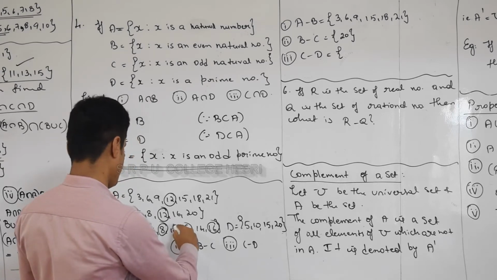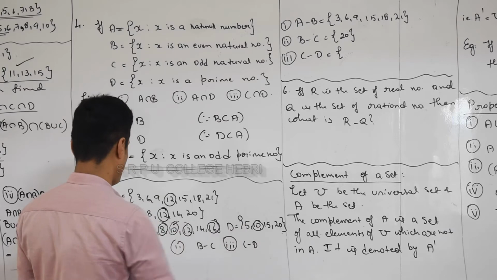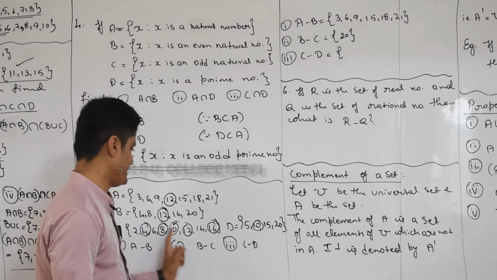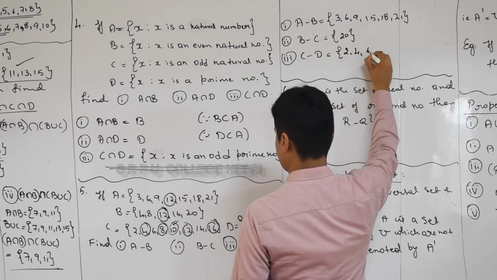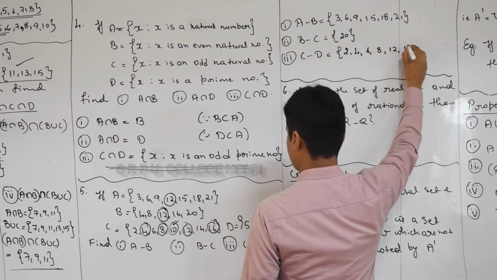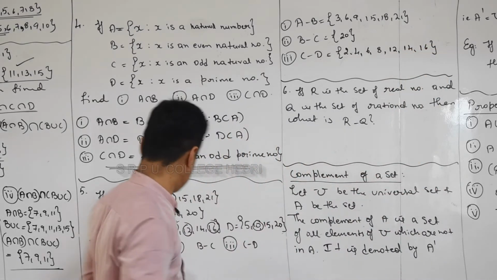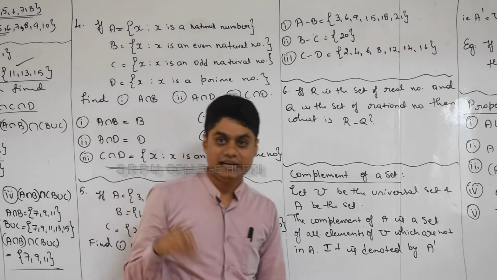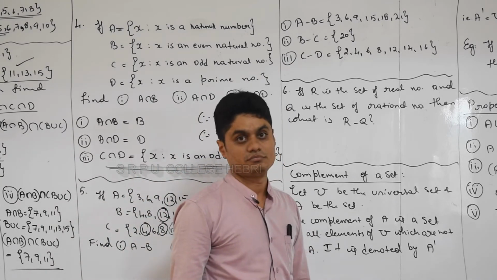Okay, we have to remove 10 only. Only 10 is common. Only one element is common to both C and D, which is 10. So all the remaining elements will come: 2, 4, 6, 8, 12, 14 and 16. Because only one element is common to both C and D, only that element you have to remove. So the answer is 2, 4, 6, 8, 12, 14, 16.